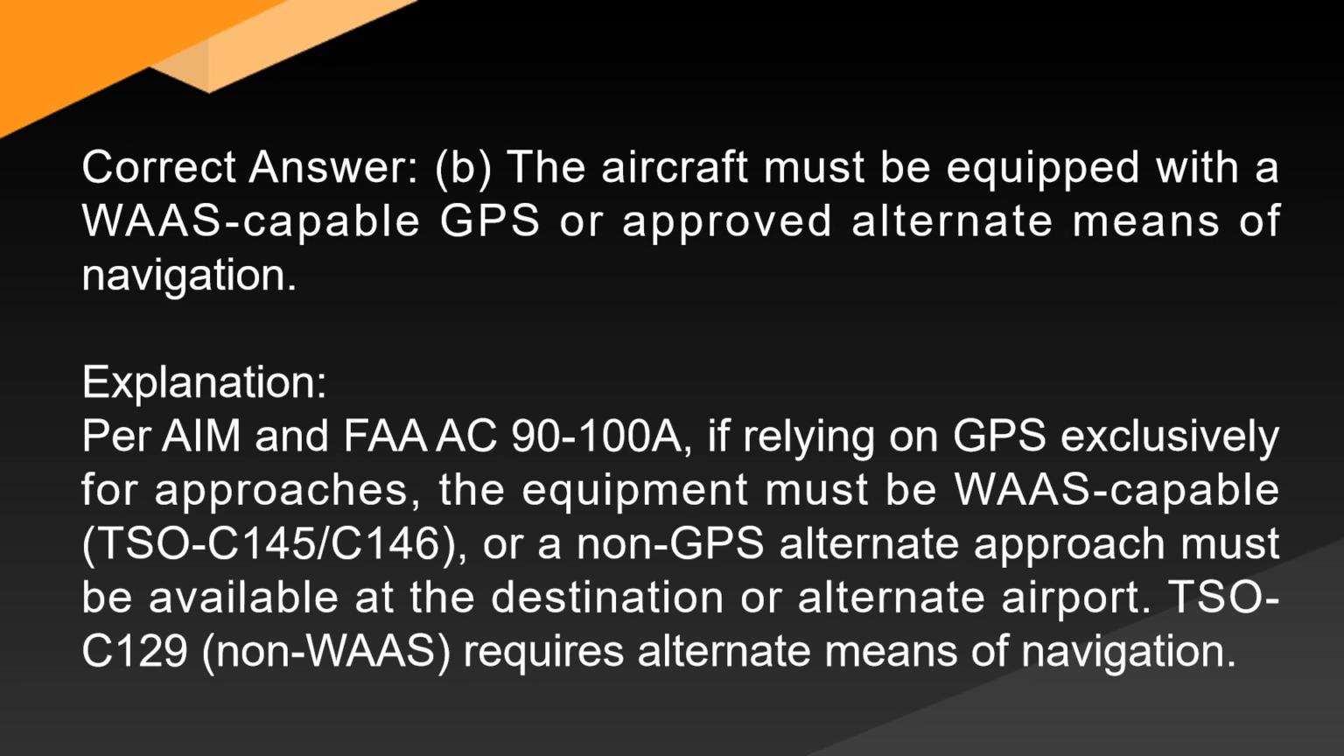Correct answer. B. The aircraft must be equipped with a WAAS-capable GPS or approved alternate means of navigation. Explanation. Per AIM and FAA AC 90-100A, if relying on GPS exclusively for approaches, the equipment must be WAAS-capable, TSO C145 or C146, or a non-GPS alternate approach must be available at the destination or alternate airport. TSO C129, non-WAAS, requires alternate means of navigation.